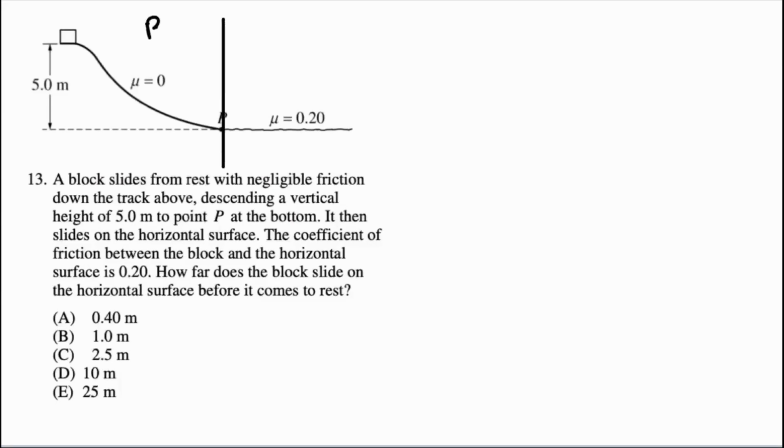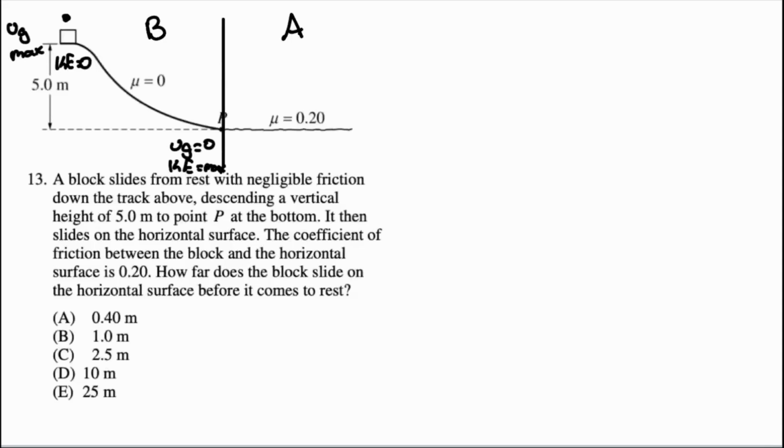We're going to have before point P and after point P. So this is where friction is not present and where friction is present. And I just want to note at this point right here, at the very top of the hill, our potential energy is at its max and our kinetic energy is 0. And then at point P, UG is equal to 0 and our kinetic energy is at its max.